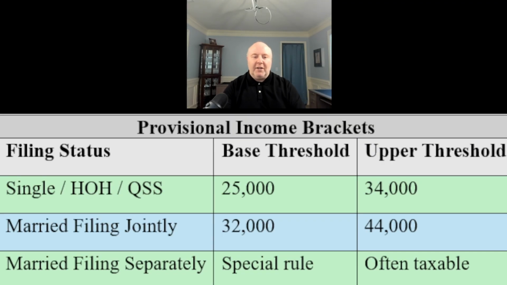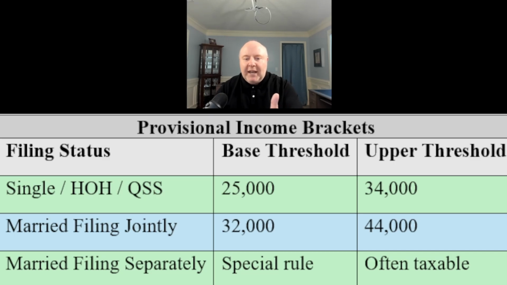So let's go ahead and take a look at this. If you're single, head of household, or qualifying surviving spouse, then once you make $25,000 all the way up to $34,000, that $9,000 range, that will be taxed at 50%. So once your income is between 25 and 34, you're going to be taxed at 50% of your Social Security benefits, not the percentage. That, like I said, is going to be determined at the end. We don't have that special rate. No 0, 15, or 20% special capital gains rates apply. This is going to be taxed at your ordinary rate.